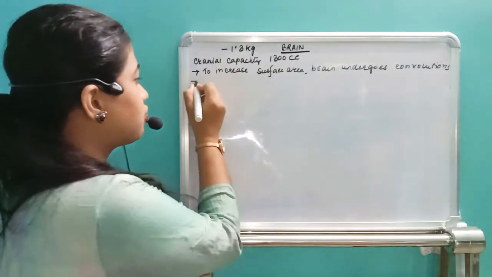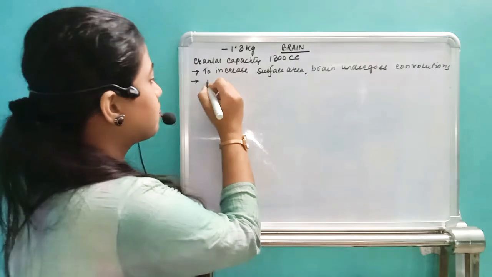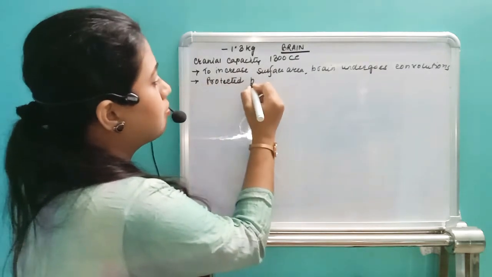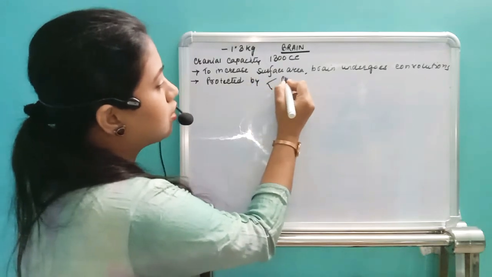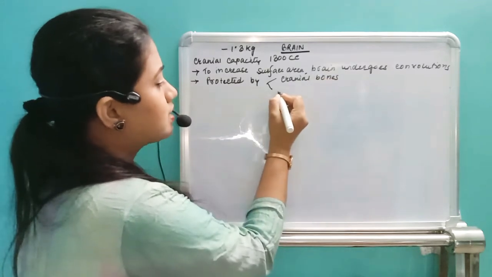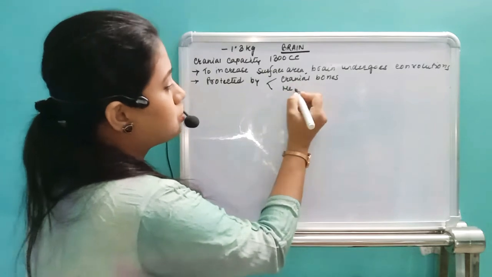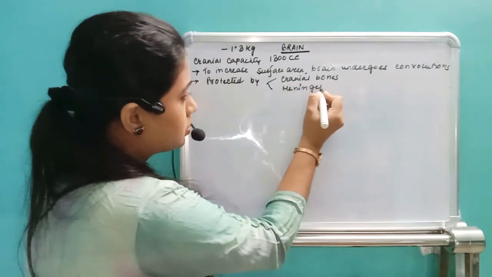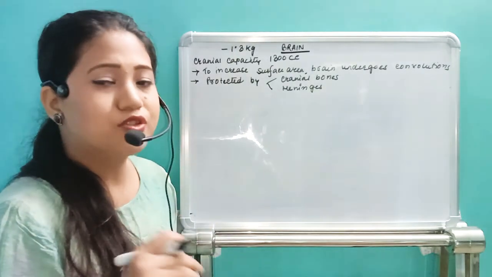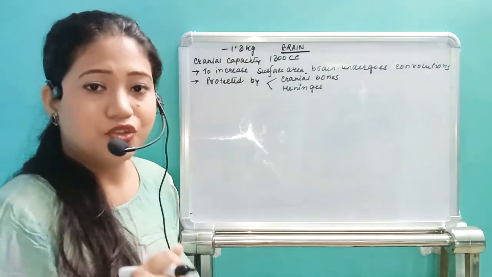Now the next thing you need to know, that this brain is protected by how many things? There are two parts. First of all, the cranial bones. We know already the cranial bones are present. And second thing, we have the membrane that is called meninges. They are present just behind the cranial bones, and they protect the brain from any type of external injury. So let us see what they are.